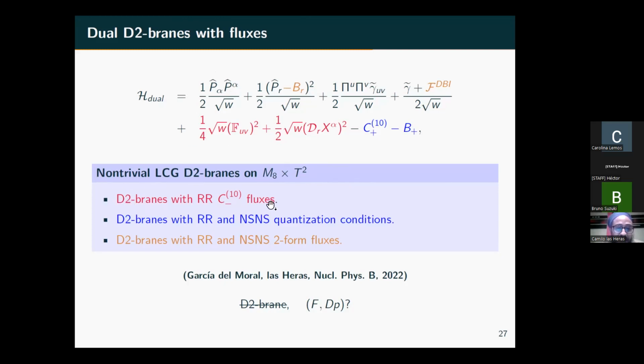on a torus, but in order to reproduce the red terms, we should consider a standard D2 brane with Ramond C minus fluxes. The blue terms can be reproduced if we consider Ramond and Neveu-Schwarz quantization conditions, and the full Hamiltonian can be obtained if we consider Ramond and Neveu-Schwarz two-form fluxes on the worldvolume. Okay. So we have obtained this Hamiltonian starting from M theory and also starting from the Dirac-Born-Infeld description of the branes in 10 dimensions. So if these are not standard D2 branes, what are these objects?